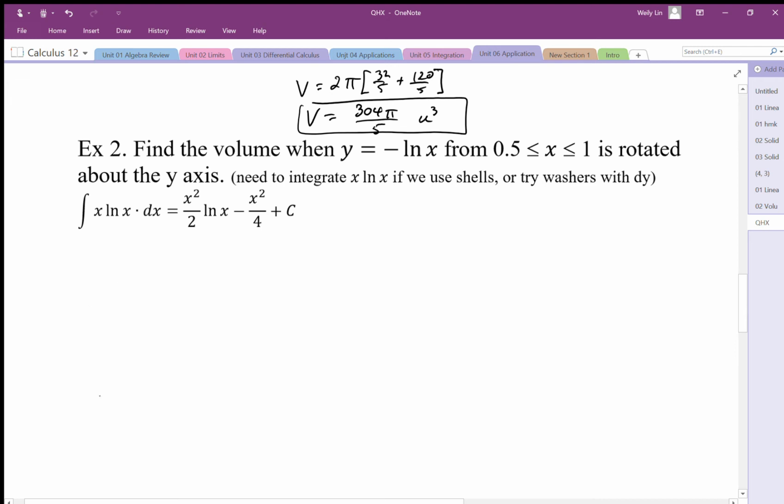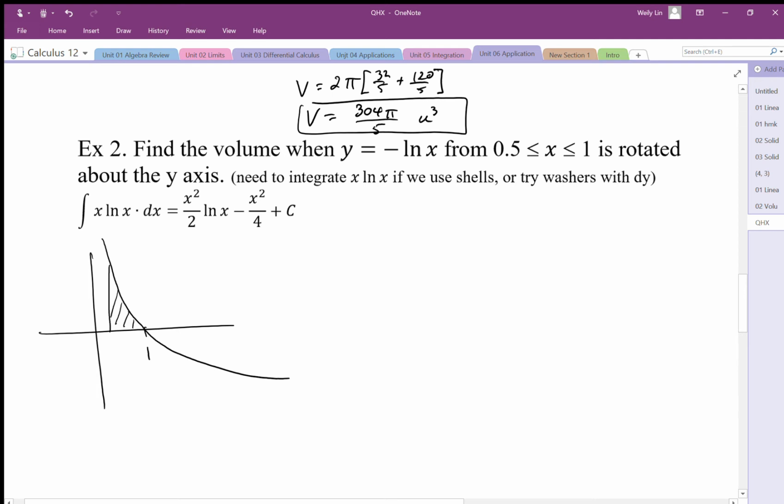Okay, so we're going to draw in our negative ln x function. It's going to look something like that. We're going to have a y-intercept of 1. And we want from 0.05 to 1. So we want that area in here.